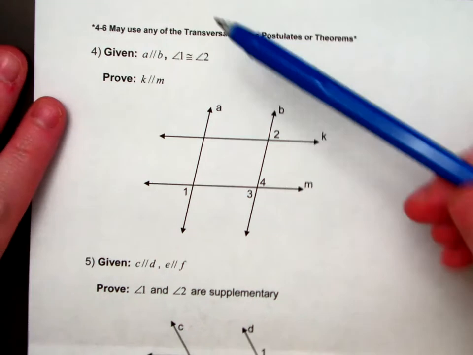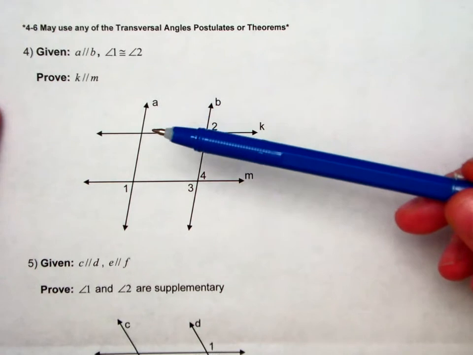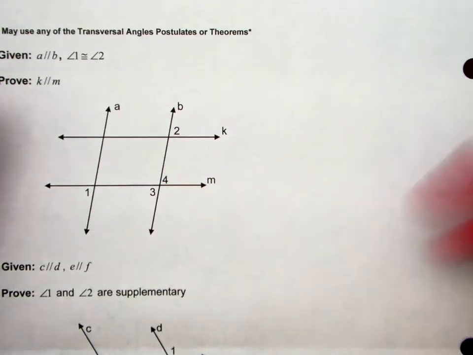What we're going to have to do is prove lines parallel here, so we're going to use a converse. There are multiple ways you can do this, so I'm going to write a little bit smaller, and I'm going to zoom in a little bit.